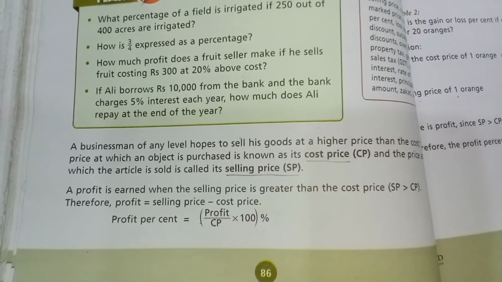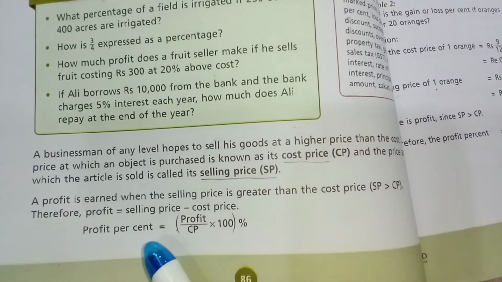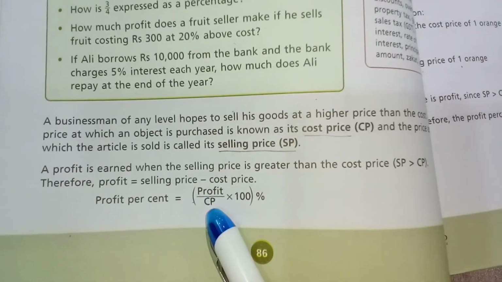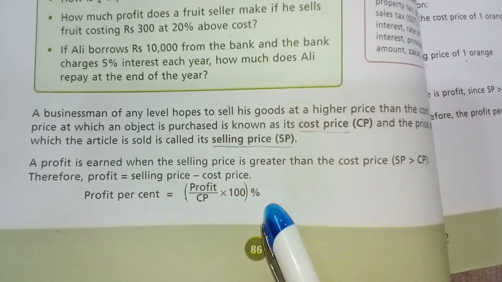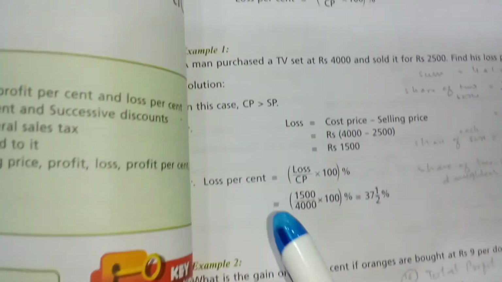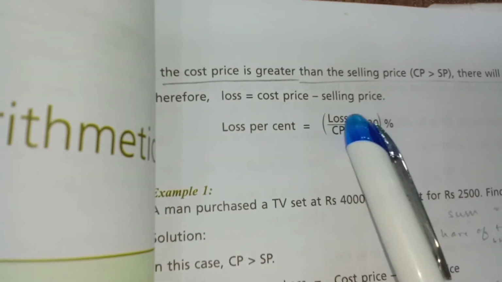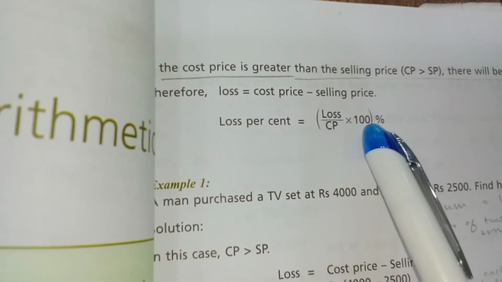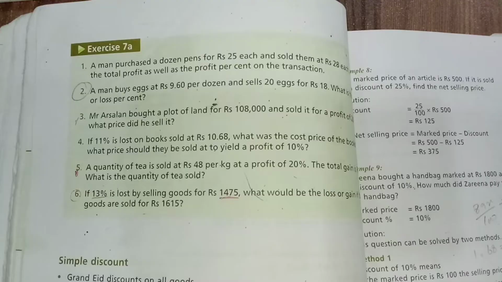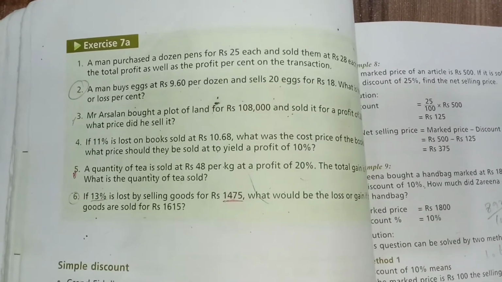And students, when we have to find the profit percentage, the formula is profit over cost price multiplied by 100%. And as same as when we have to calculate the loss percentage, we have the formula loss over cost price multiplied by 100%. Okay students, now we have to start our exercise 7a.